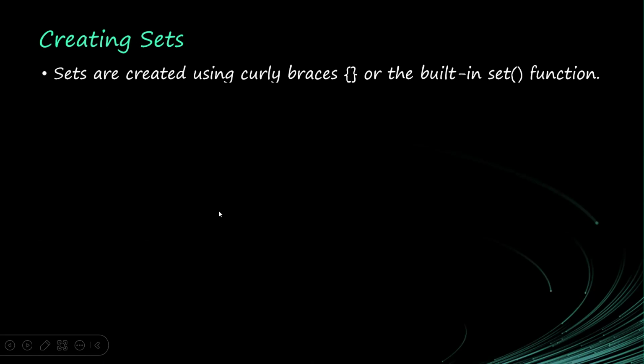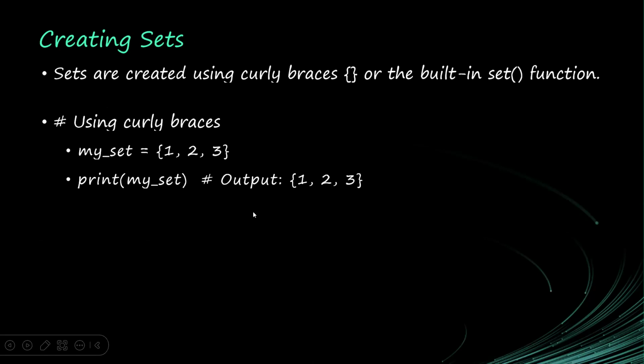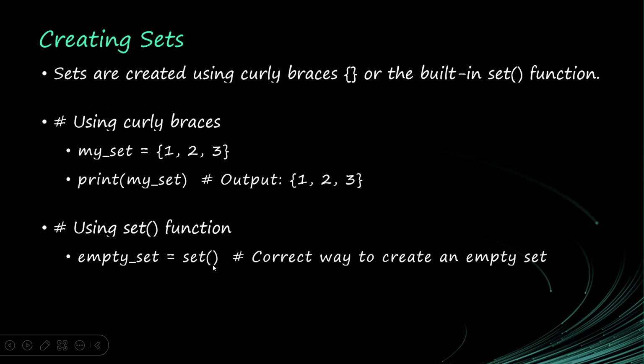Okay, so how do you create a set? You create a set using the curly braces. You might say, we also create a dictionary with the curly braces. Yes, but when you create a dictionary with curly braces, the dictionary will have key-value pairs, but sets don't have key-value pairs. You can also use the built-in set function. So curly braces like this, when you do something like this, is a set. It is not a dictionary. It is a set. And then you can also create one using the set function. So this is an empty set right now.